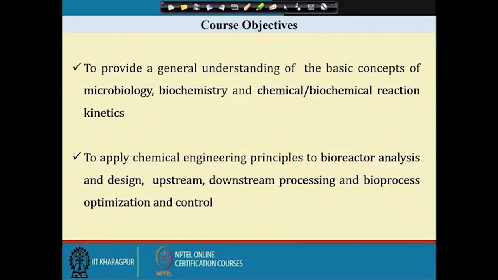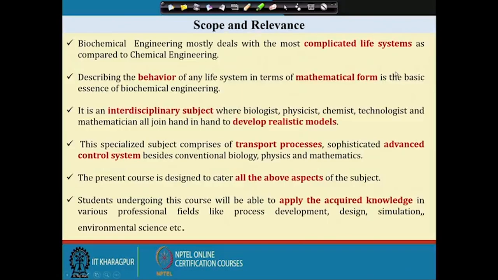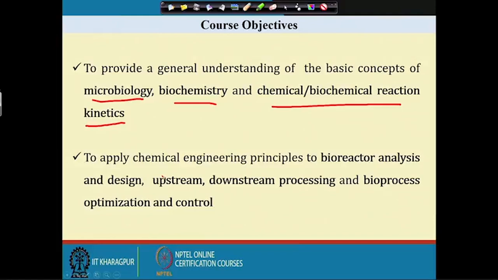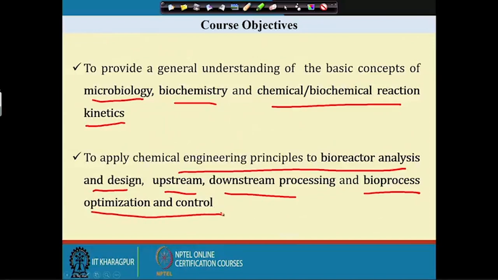So, of course, the objective is that we want to use the basic concepts of microbiology, biochemistry, and chemical and biochemical reaction kinetics. Initially we will start the course with microbiology, giving preliminary information, then biochemistry and chemical and biochemical reaction kinetics. We will give more stress on chemical and biochemical reaction kinetics to understand the process in depth. And then apply chemical engineering principles in bioreactor analysis and design, upstream and downstream processing, and bioprocess optimization and control. So, these are the different areas we'll cover in this particular course.